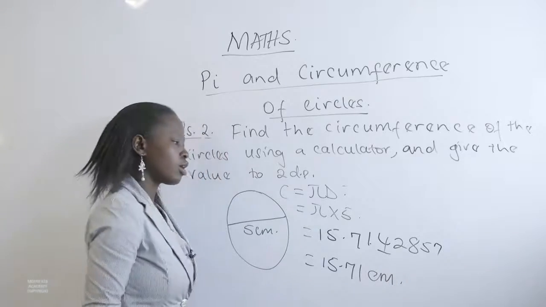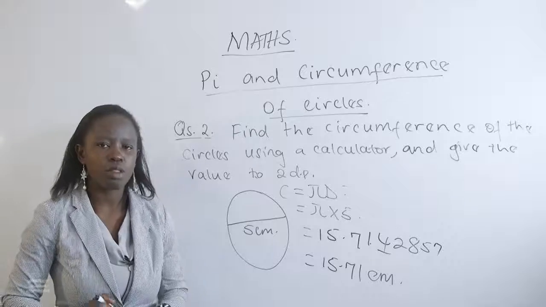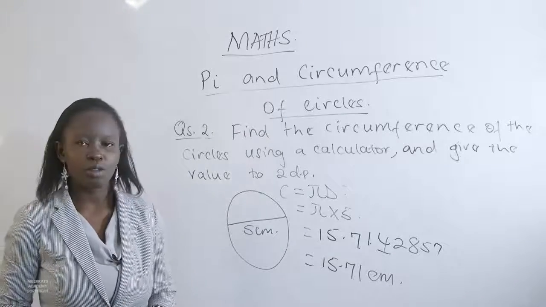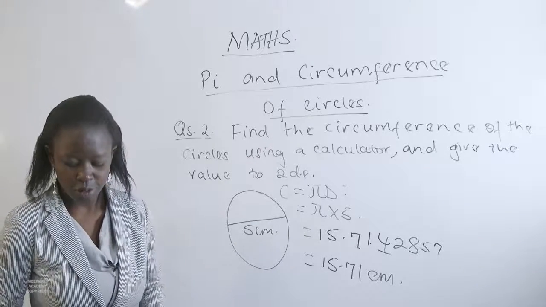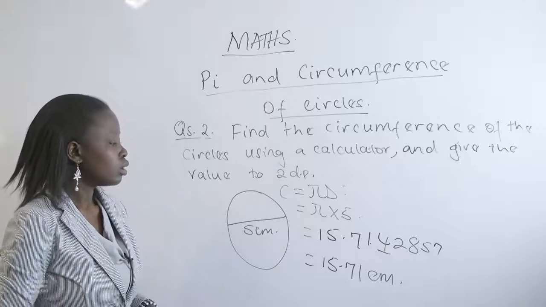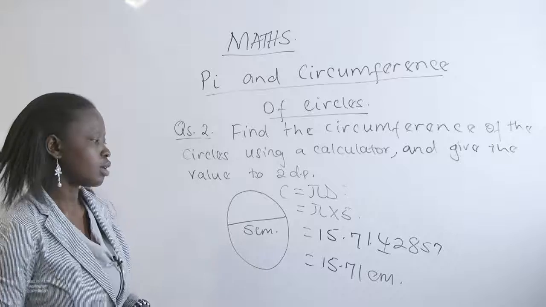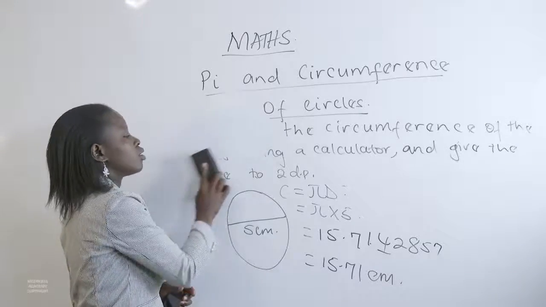15.71 centimeters. So the perimeter of that given circle, which has a diameter of 5 centimeters, is simply 15.71 centimeters.